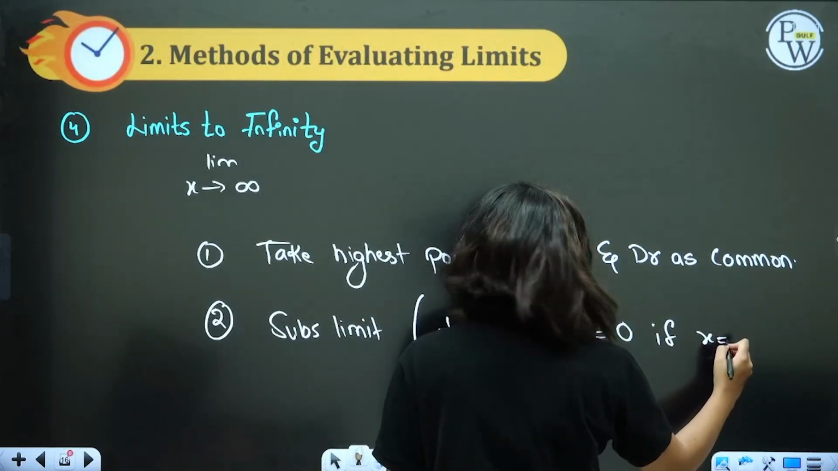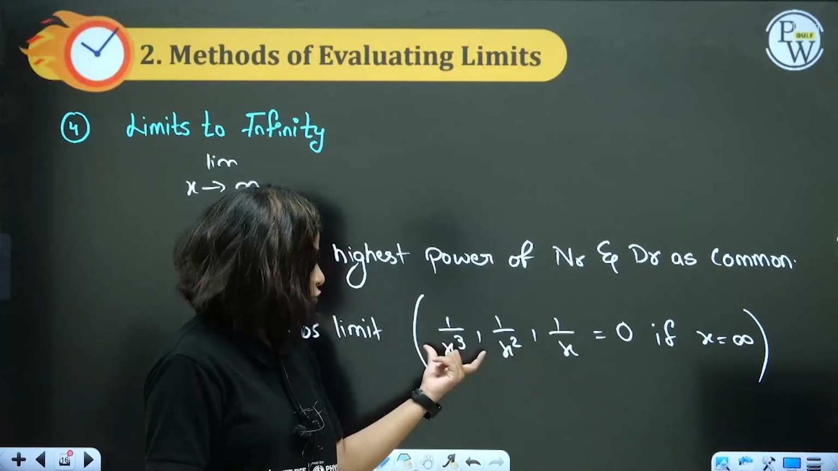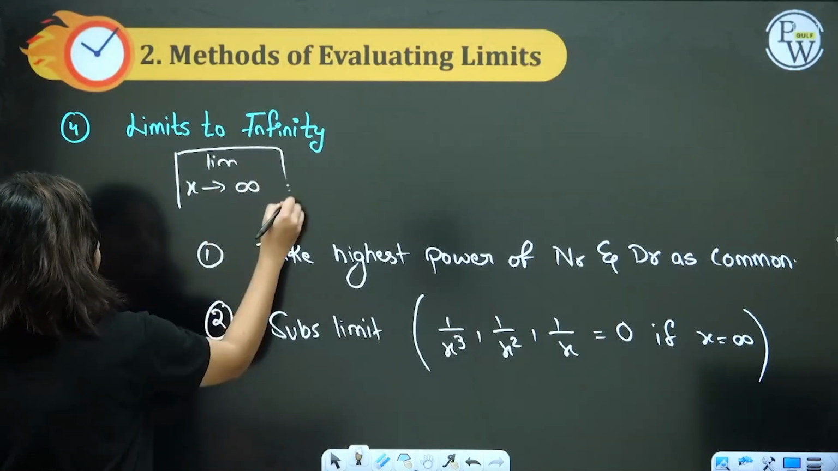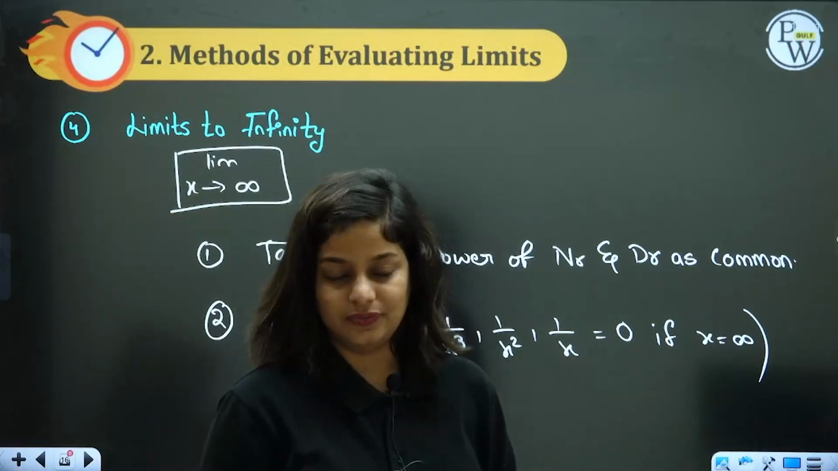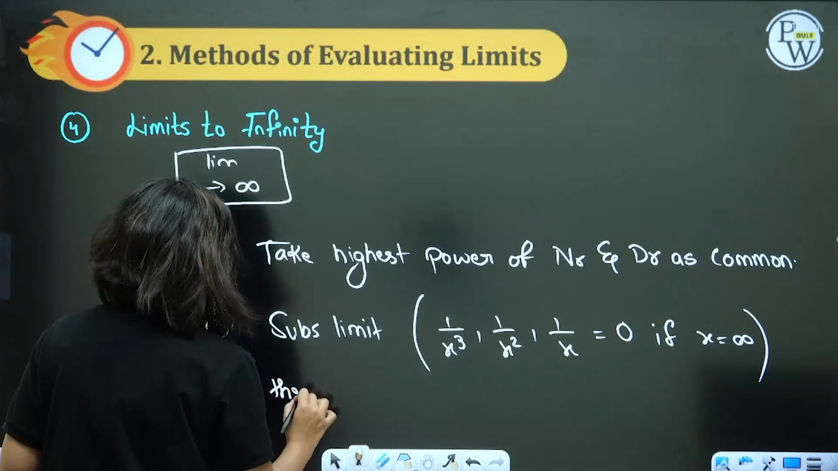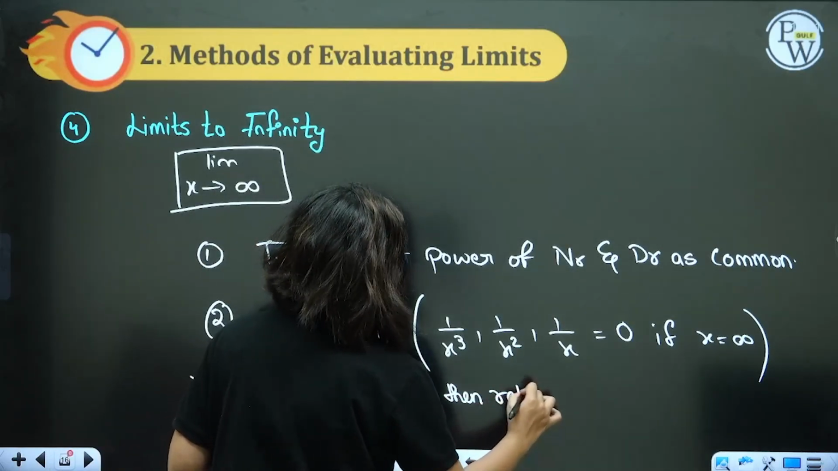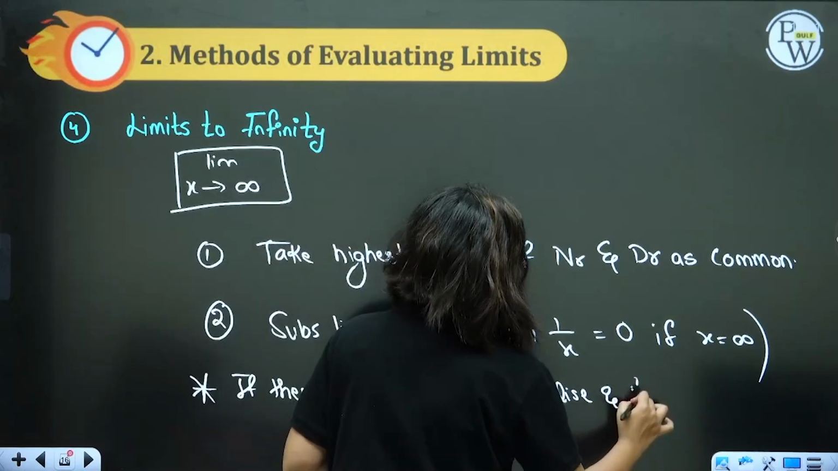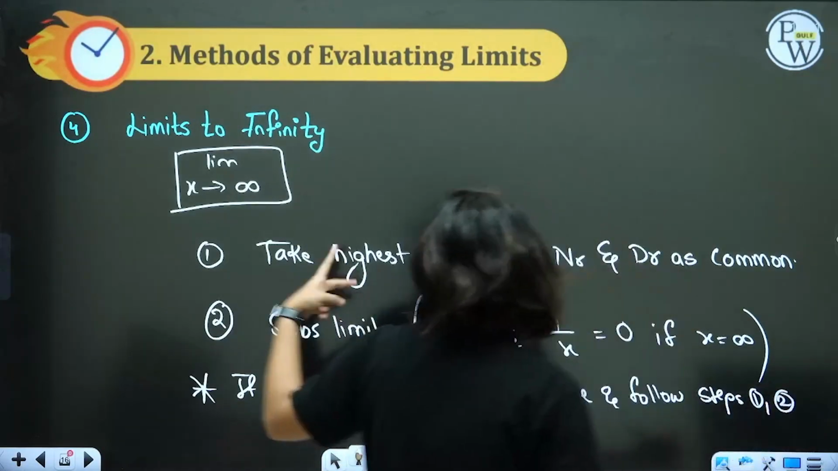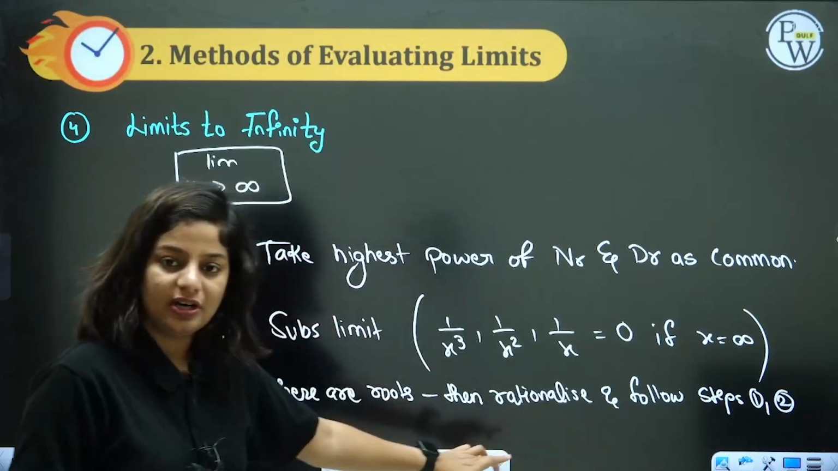If x is tending to infinity, if you put x as infinity, 1 upon infinity is 0. So all these terms will be 0 if your question has limits tending to infinity. So these two steps will solve the question. Third variation: if there are roots, then rationalize and follow steps 1 and 2. You will follow these two steps, but after rationalization. If the infinity question has roots, first you will rationalize and then follow these two steps.